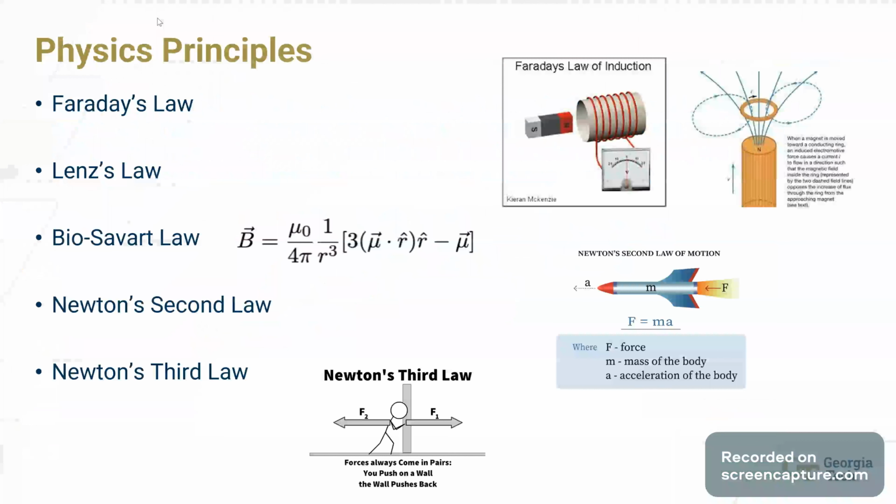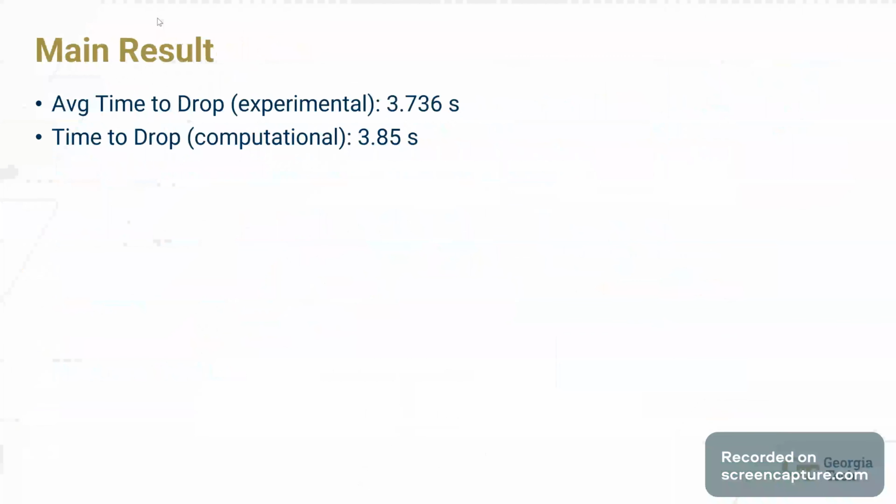Some physics principles in this lab are Faraday's law, Lenz's law, the Biot-Savart law, Newton's second law, and Newton's third law. The main result is that the average time to drop experimentally was about 3.7 seconds, and the time to drop computationally in GlowScript was about 3.85 seconds.